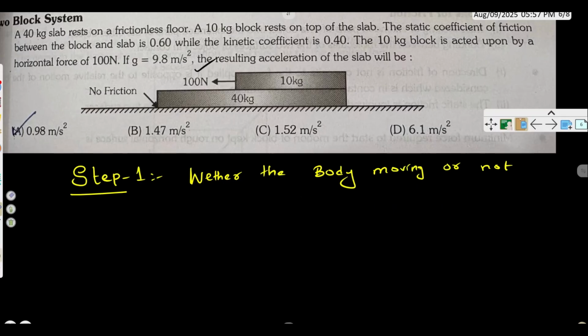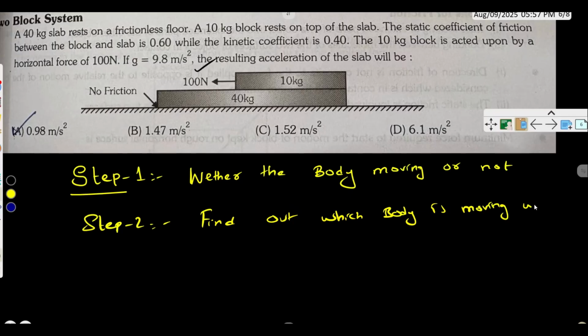In step 2, try to find out which body is moving with only friction. This is what you should find out. You have to find out a block which is moving only with friction. This 10 kg block is moving with 100 Newton force. And the 40 kg block is the block which is moving only due to friction. There is no applied force on it. Nobody's pushing it. Nobody's pulling it. It is moving purely due to friction, because of the contact that is present between them.